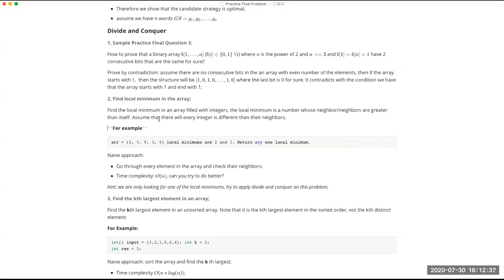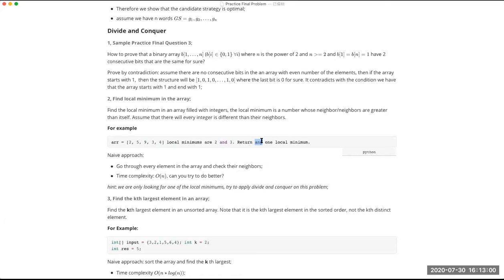So the local minimums in this graph are basically 2 and 3. Since 3 is less than 9 and less than 4, and 2 is less than 5, and 2 has nothing on the left, 2 and 3 are 2 local minimums. The question wants us to return any one of the local minimums.